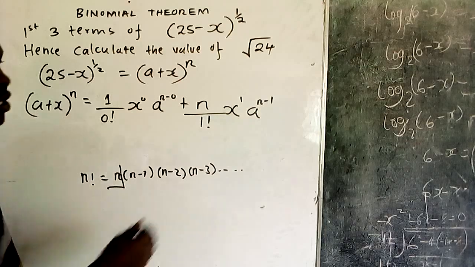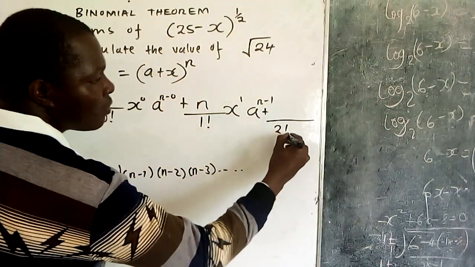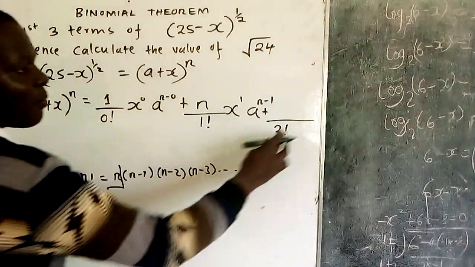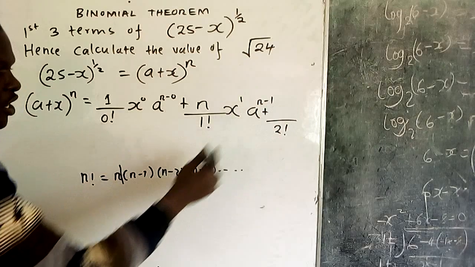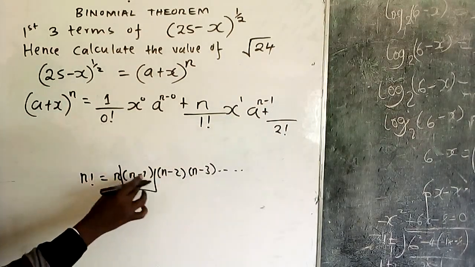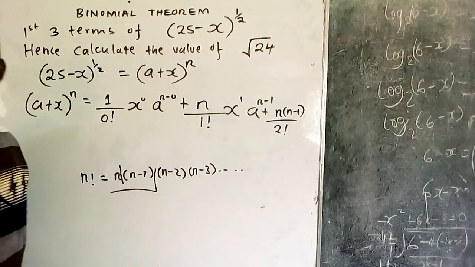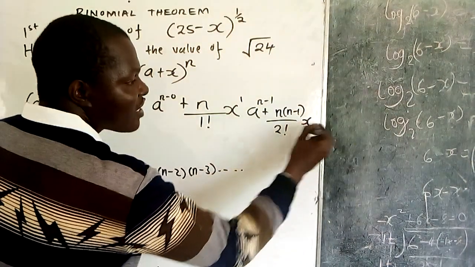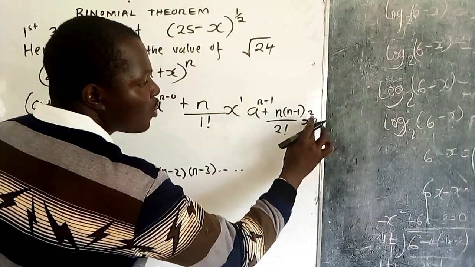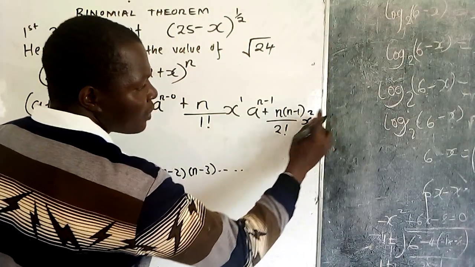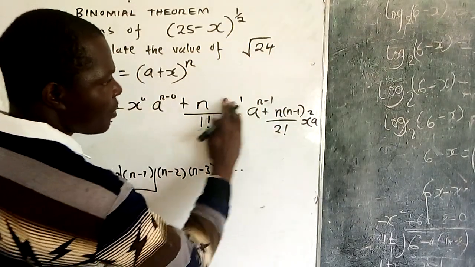Are we together? So the third term will be, if this is 0 factorial, 1 factorial, meaning the third term is 2 factorial. 2 factorial means 2 terms in the numerator, so it is n and n minus 1. Those are 2 terms, isn't it? So our x is raised to power 2. Then our a is going to be raised to power n minus 2. Are we together? Yes.